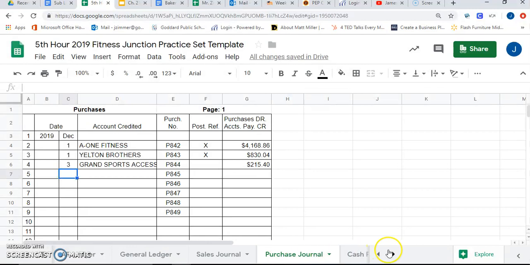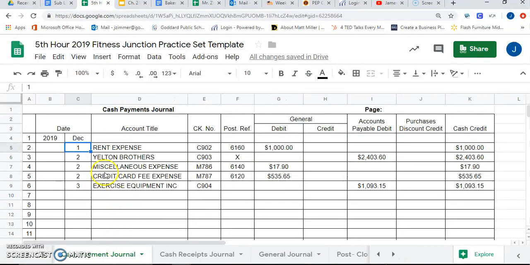So this time you're going to go to your cash payments journal for Form 6, and you're going to write a check to the Yelton Brothers, C903, and you're going to journalize in here accounts payable debit, because we're paying them off for their accounts payable that we owed them. And then we're going to put 2403.60 here because that's how much cash we're paying them. If you want to see what that looks like in the ledger, we'll go to the accounts payable ledger and I'll show you. One more here.